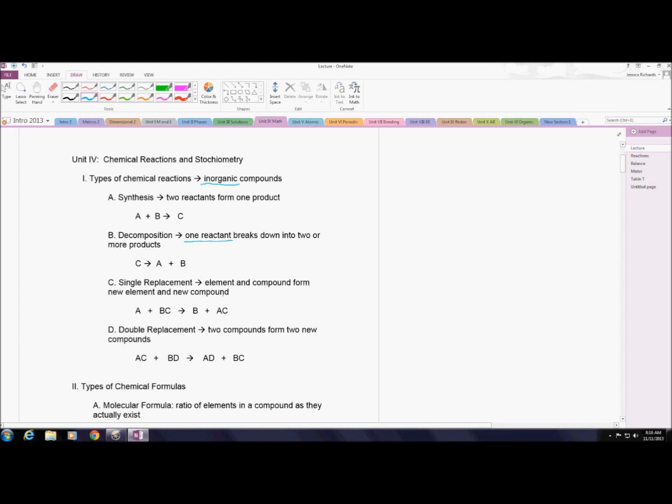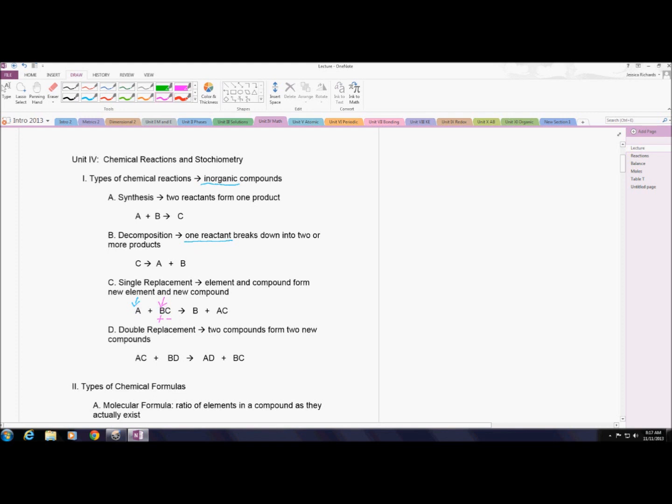Single replacement is always an element and a compound yields an element and a compound. So you need to memorize that. An element, and how do I know this is an element? How do I know just A is an element? 1 capital letter. And a compound, how do I know that BC is a compound? 2 capital letters. What do we know about the first one? The first one's always positive, the second one's always negative.